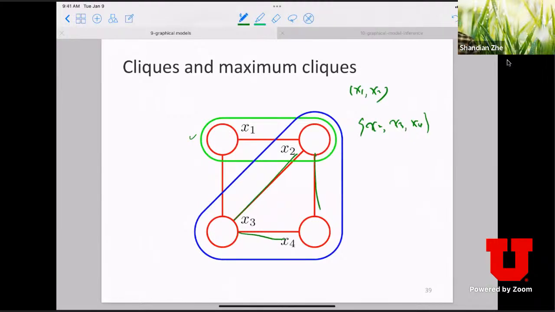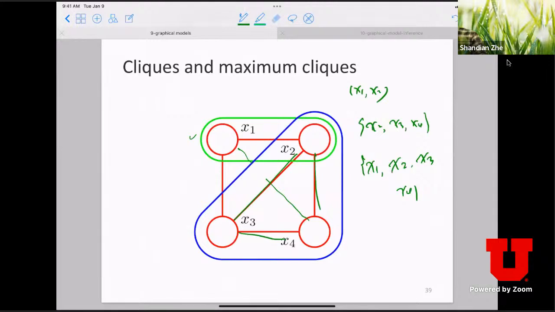It's called a clique. Now I want to ask, is x1, x2, x3, x4 a clique? No. Why? Because x1 and x4 are not connected, there's no edge between x1 and x4. So it's not a clique.